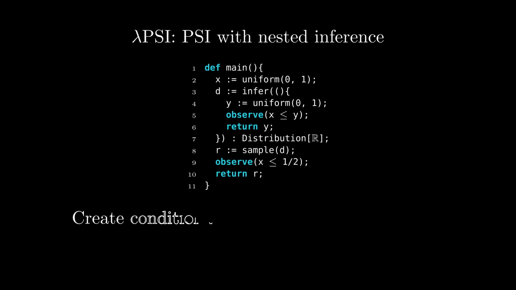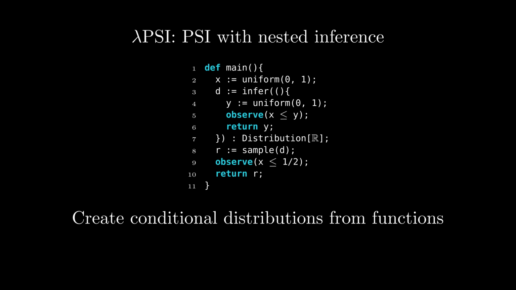λPSI is an operator for using inference within a program. It takes a function with 0 arguments and returns the distribution over its outputs. Importantly, infer normalizes this distribution. This way, the infer operator supports nested inference queries. For example, this can be used to create a model of rational agents that themselves use probabilistic inference.